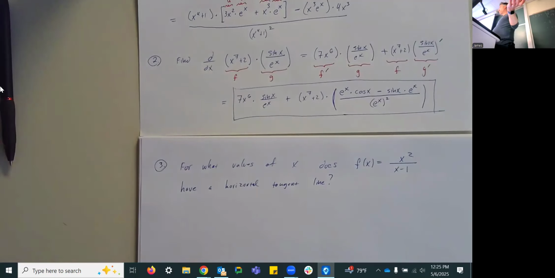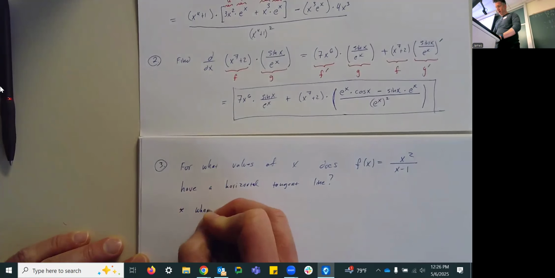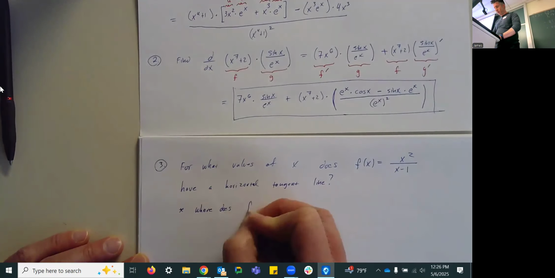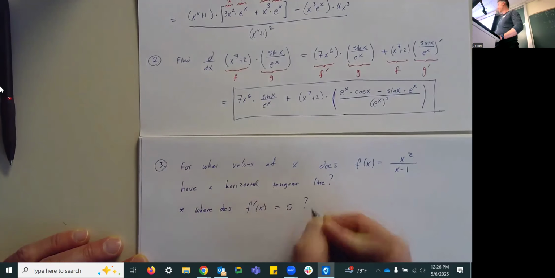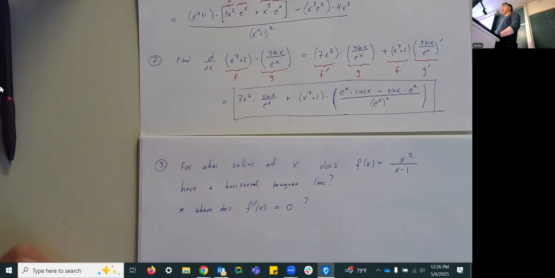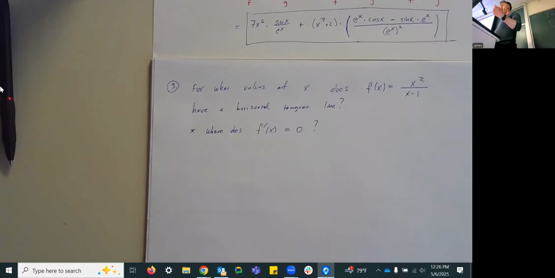So what's special about a horizontal line? It has a slope of 0. So when we are asked to find where a function has a horizontal tangent line, we're really just kind of hiding the real question, which is, we're really asking, where does the derivative of our function equal 0? That's the question we're actually asking. We're asking where we have a horizontal tangent line. Great, we can do that. We're going to take the derivative and then set it equal to 0 and solve for x.